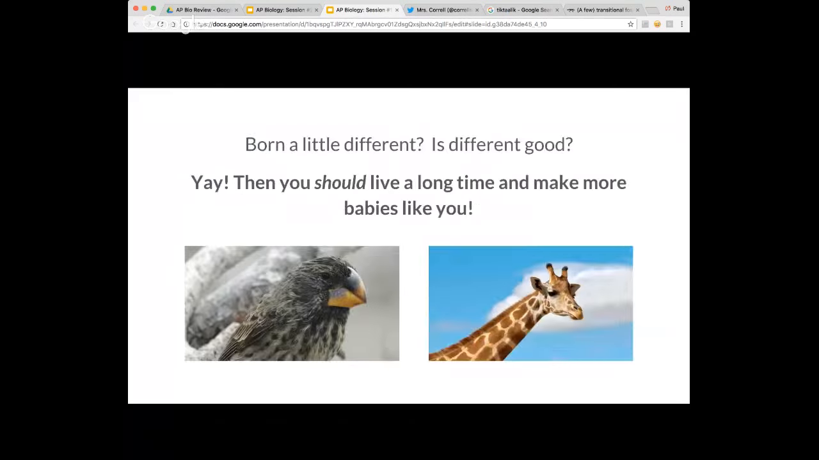So basically, summing up evolution, if you're born a little different, is that different good? Well, if it is, yay, then you should live a long time and make more babies like you. Now, is that always the case? No. Plenty of good ideas in evolution have probably gone by the wayside just because that organism didn't succeed. So again, fitness is defined as survival, but also reproductive success. Just like if you're strong and can't find a mate, then you're not really very fit.